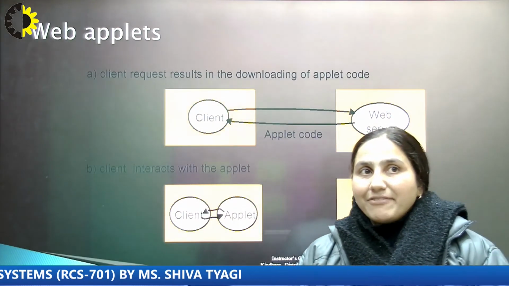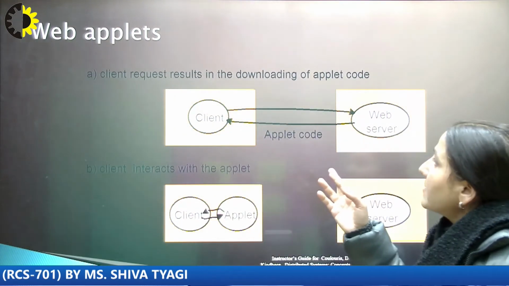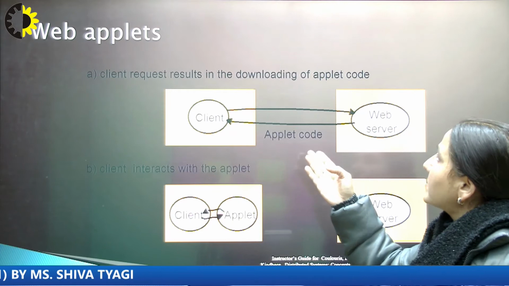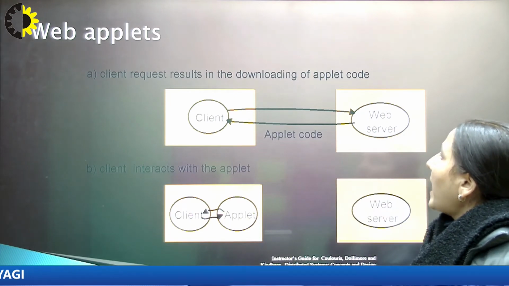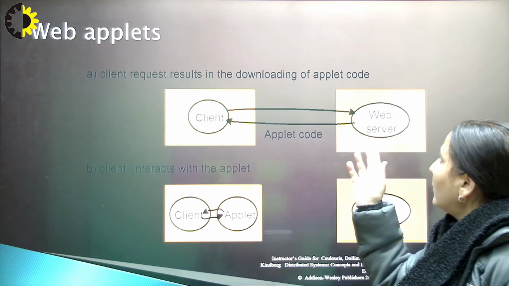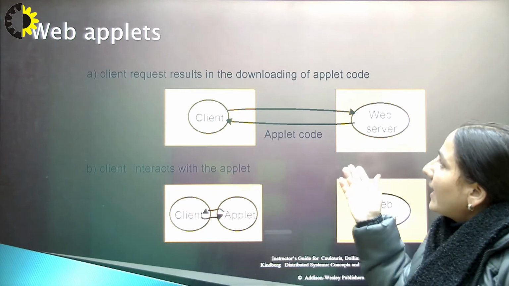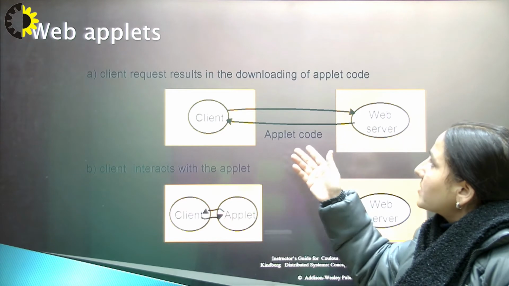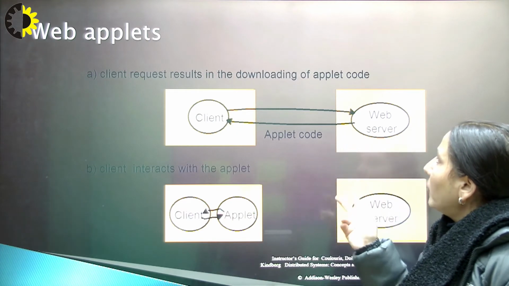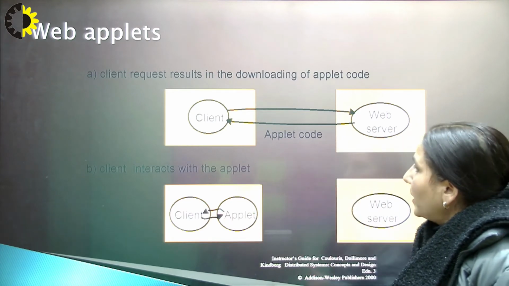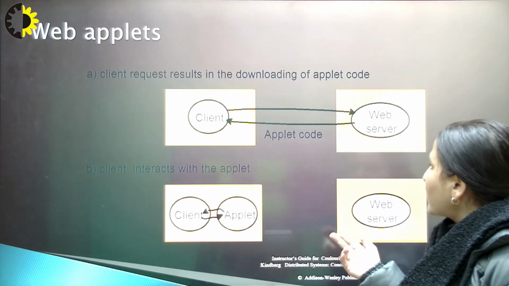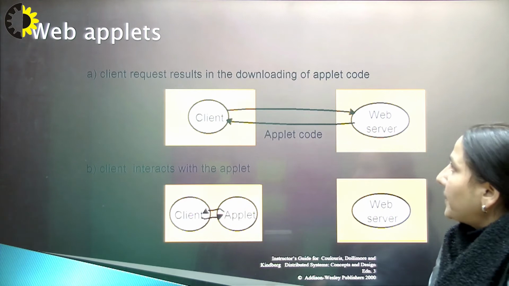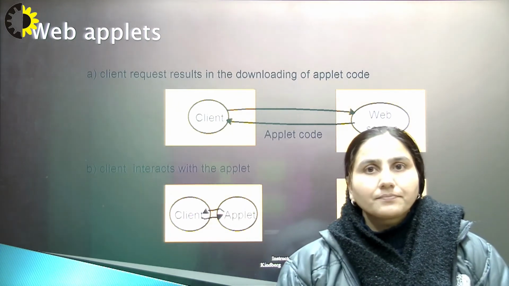So what are web applets? We can see there is a client. The client's request results in the downloading of the applet code from the web server. In the second case, you can see that the client interacts with the applet. So these are web applets.